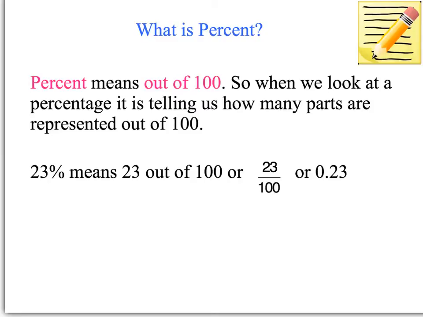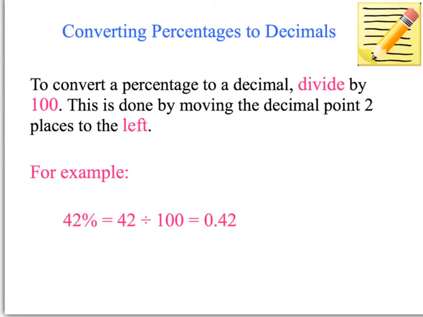And we know that 23 over 100 equals 0.23, which is 23 hundredths. When we're converting percentages to decimals, we divide by 100. And remembering when we divide, we go left, so we move the decimal place left. Because there are 2 zeros in 100, we move it left 2 places.